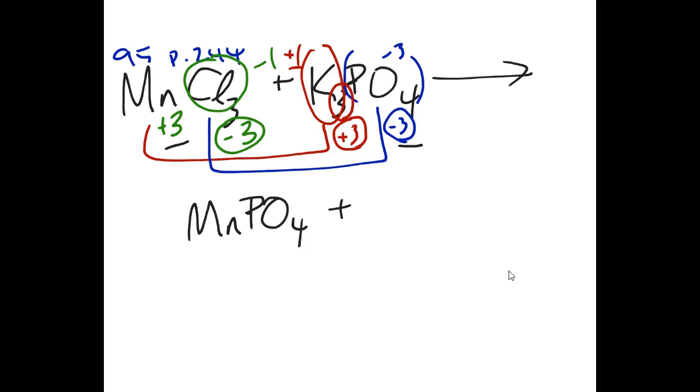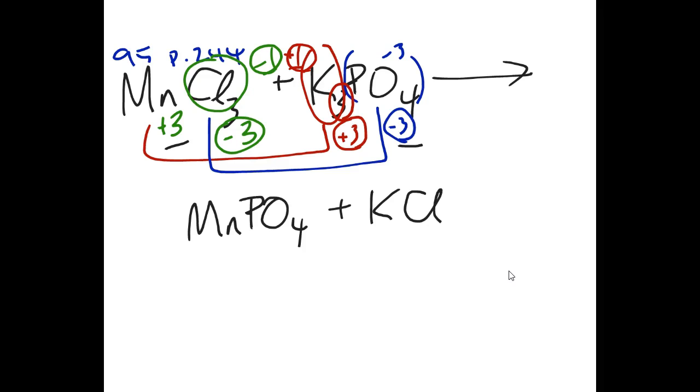Now please resist the urge to write K3Cl3 for a couple of reasons. First of all, when you write an ionic compound, you want the formula to be reduced to the lowest whole number ratio, and 3 to 3 could be reduced to a 1 to 1 ratio. So let's get rid of that. And think about, what are the charges of these things? Well, potassium has a +1 charge. Chlorine has a -1 charge. That's a 1 to 1 ratio. So really all we need is KCl.